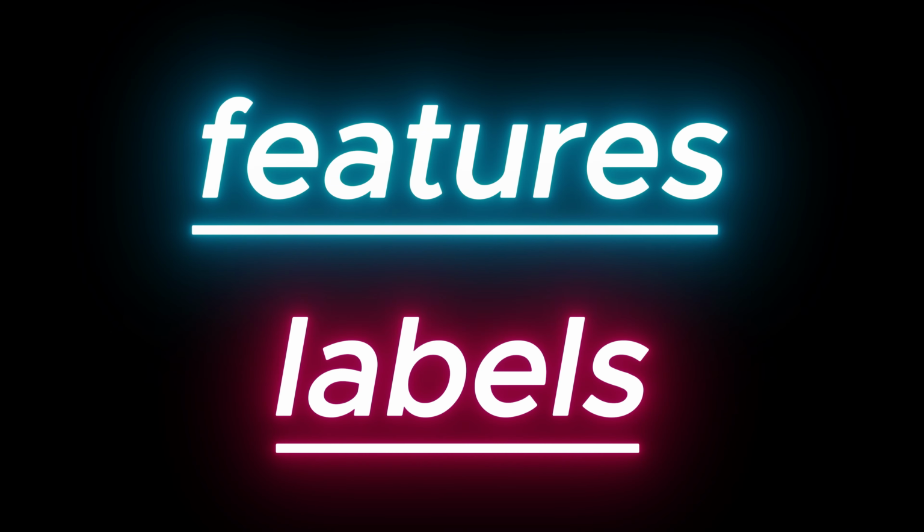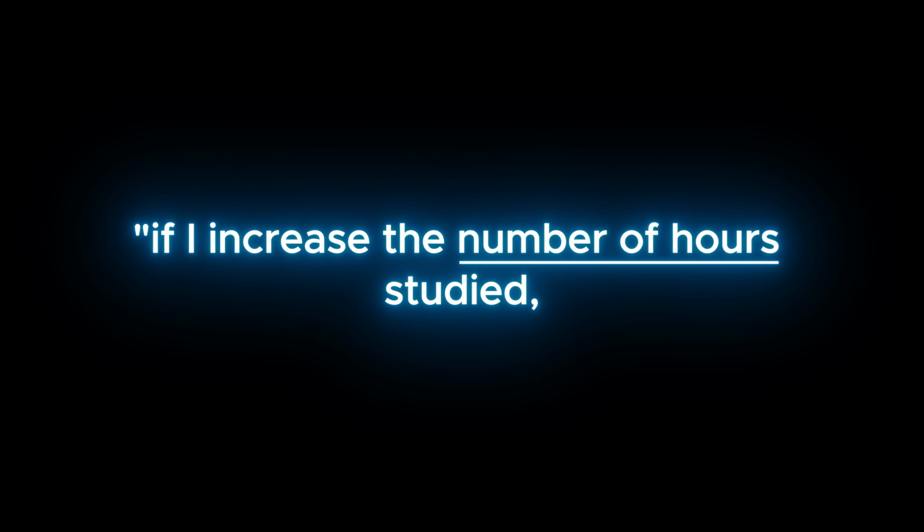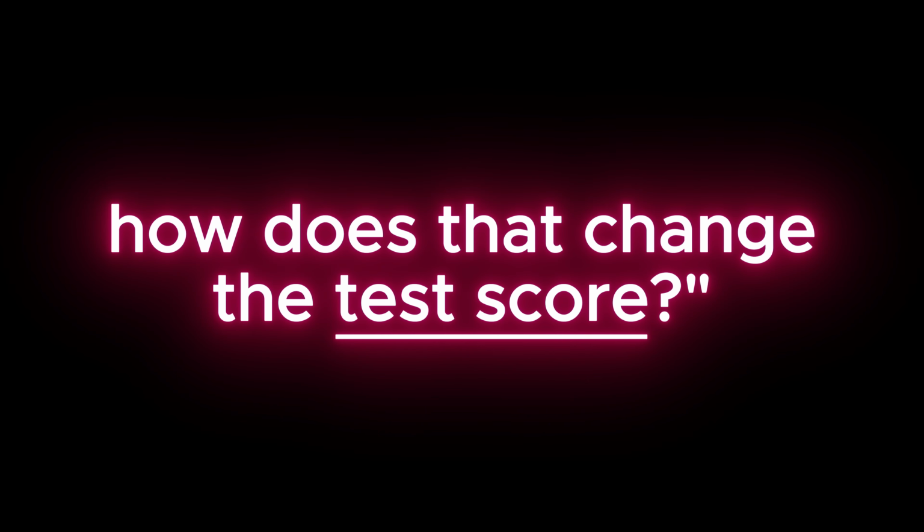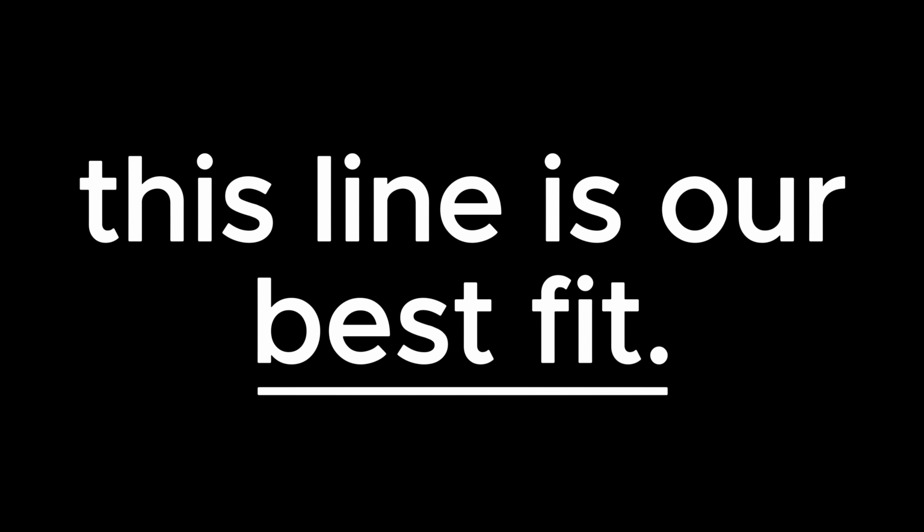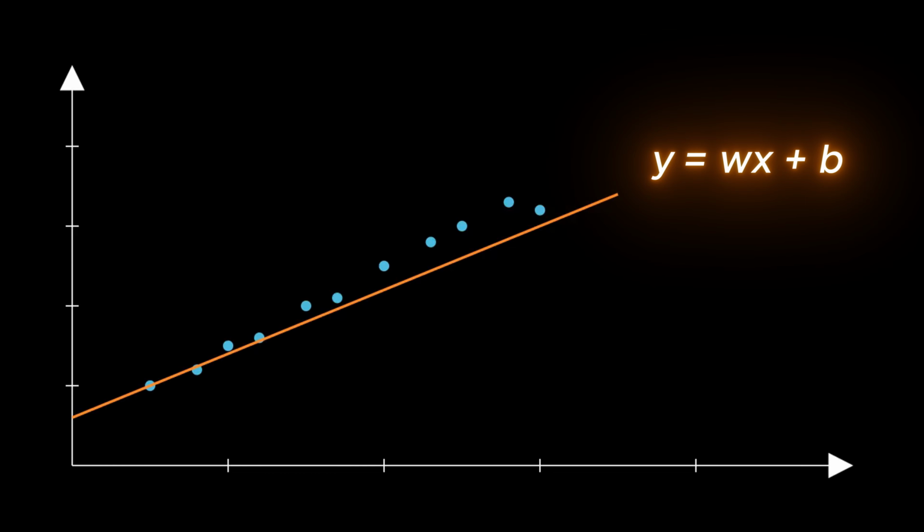Where linear regression comes in is to help us figure out how these two things, features and labels, are related. Specifically, it's asking, if I increase the number of hours studied, how does that change the test score? Or, is there a way to draw a straight line that best shows this relationship? This line is our best fit, and it gives us an equation we can use to make rough estimates on what the label should be, depending on the features.